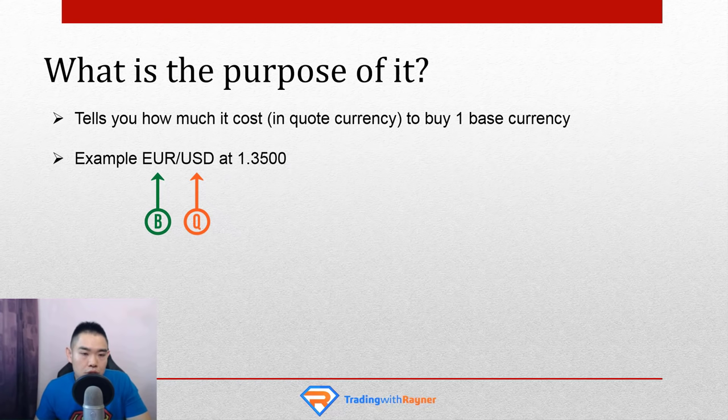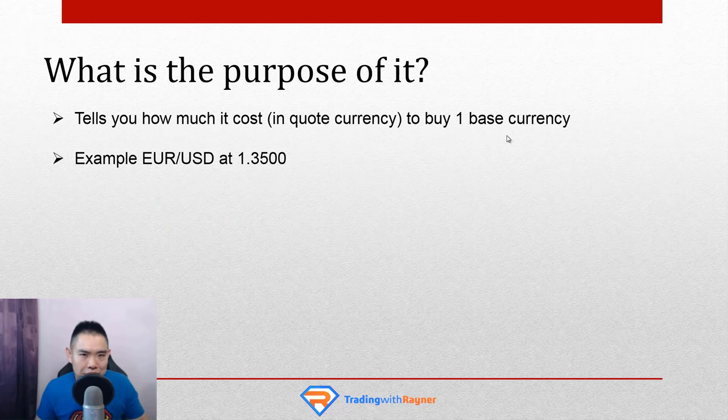So in essence, what this tells you is that for one euro, it will cost you $1.35 USD. So let's say you go to a money changer. Hey, I want to buy 1 euro, man. And the guy says, sure, my man, give me $1.35 USD and I'll give you 1 euro. That's how it works, and that's how you interpret this. It tells you how much it costs in quote currency to buy one base currency. And I think that should be pretty self-explanatory.